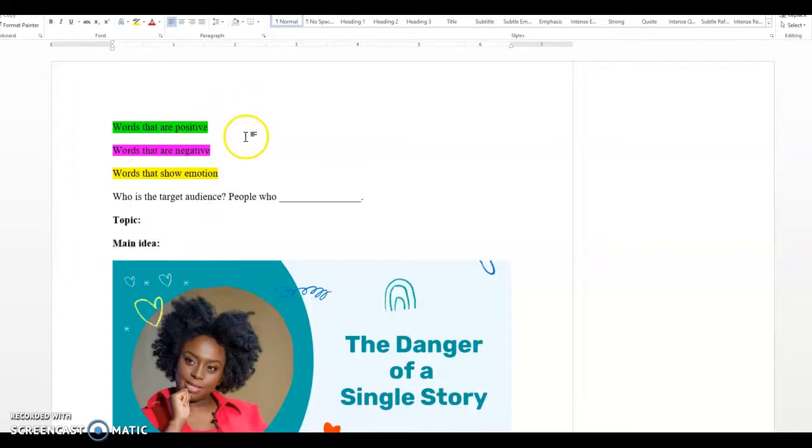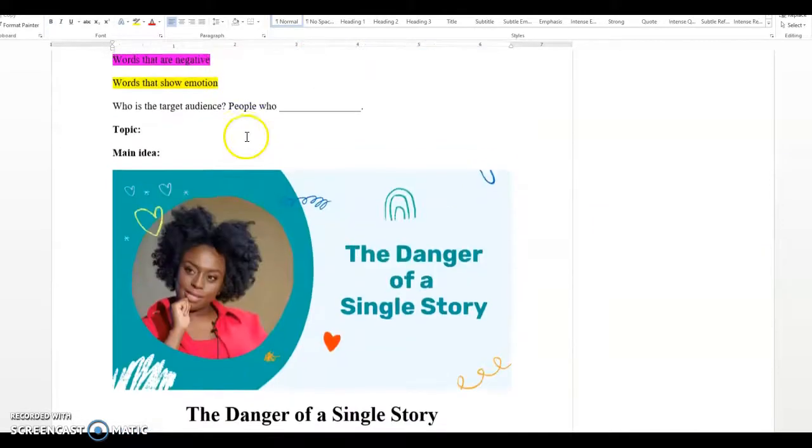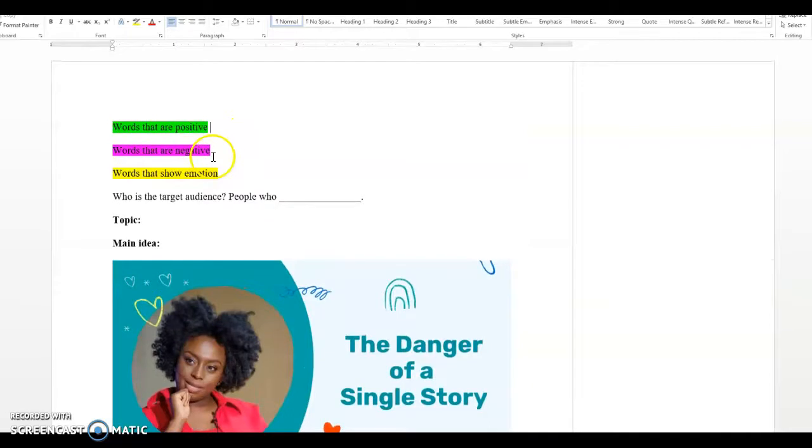Words that are positive, I might go through and highlight in green. Words that are negative, I'm going to go through and highlight in purple. And words that show emotion where I'm not really clear if it's positive or negative, I just want to make a note of it, I'm going to do those in yellow. If I might have some positive words that do show emotion, I'll choose to do it in green. There's not a hard and fast science about how you do this. It's just important that you do it.